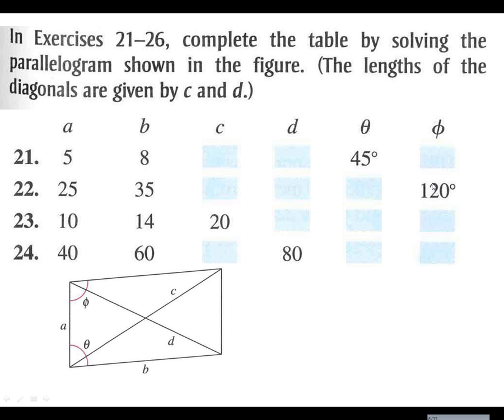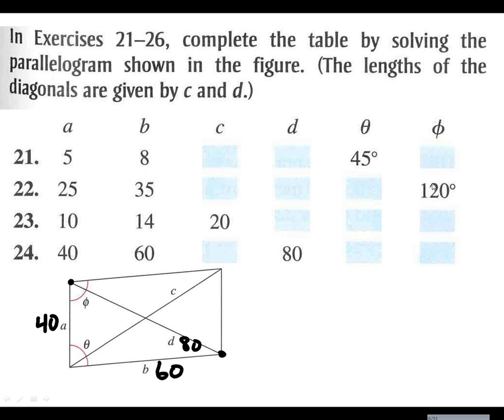All right, moving on to 24. 24 is our next one in there. First thing in here, they tell us that A is 40. They tell us that B is 60. And they tell us that side D, from here to here, is 80. Let's go ahead and solve for our angles.